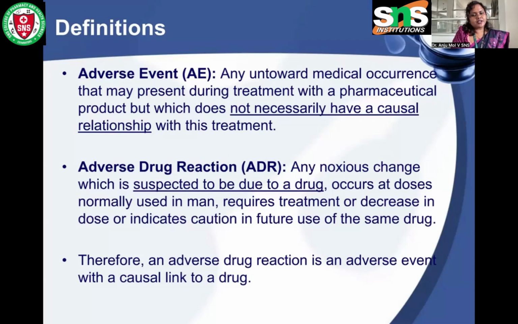So adverse drug reaction can be due to a drug, occurs at doses normally used in man, requires treatment or decrease in dose, or indicates caution in future use of the same drug. Therefore, an adverse drug reaction is an adverse event with a causal link to the drug.